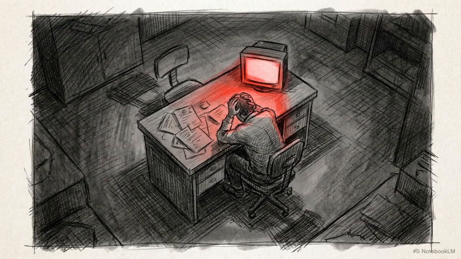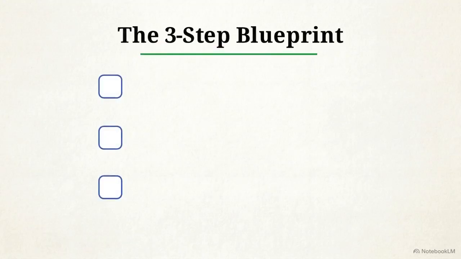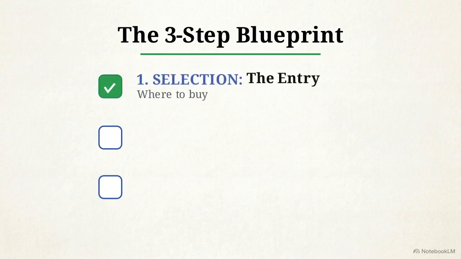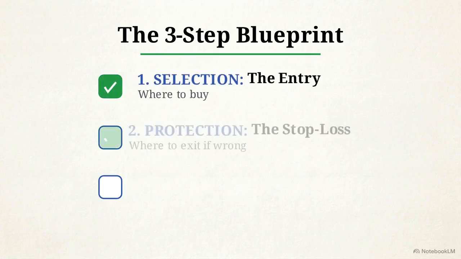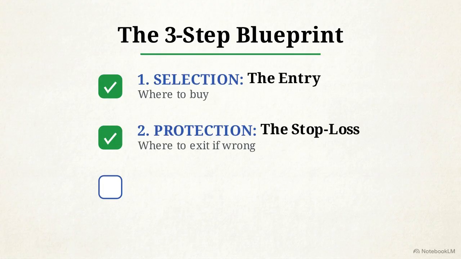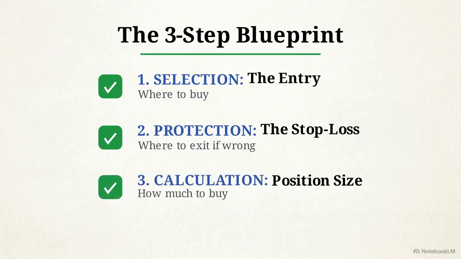You are trapped in a losing position simply because you did not define an exact exit plan before making the trade. To fix this, you need a strict 3-step checklist. We are going to map out exactly where to enter, precisely where to place a technical stop loss, and mathematically how many shares to buy.